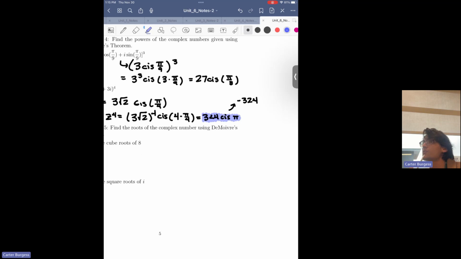All right, questions with this kind of initial application of DeMoivre's theorem?